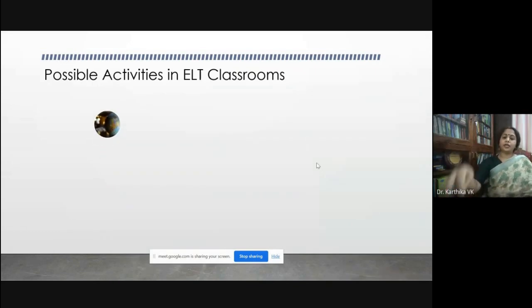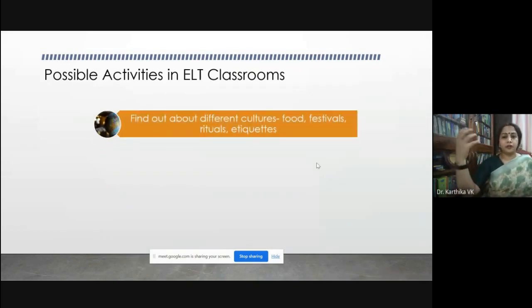So now if you think about the possible activities for all these things in an ELT classroom, see, I'm very much aware that you people know the philosophy of education, and I don't have to tell you that you have to be ethical, you have to be an inspiration for the students. I don't have to say all these things.